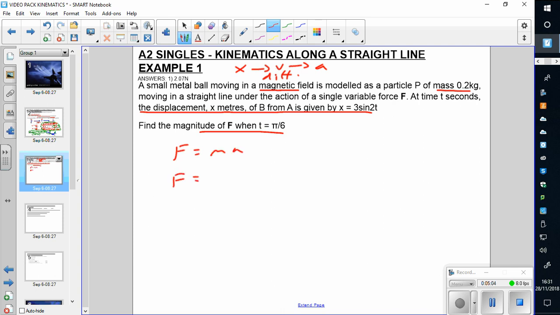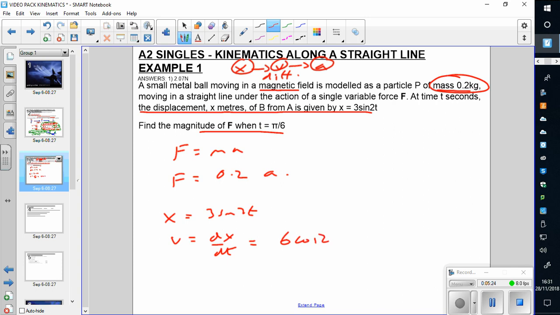So f equals 0.2 because it told us the mass here, and now we need to know a. At the moment we have x is 3 sine 2t, so I need to move from x to v to a, so I need to differentiate. So v is dx by dt, so using the chain rule, that's 6 cos 2t, but I need a, which is dv by dt, so now I can differentiate this, so that's minus 12 sine 2t.